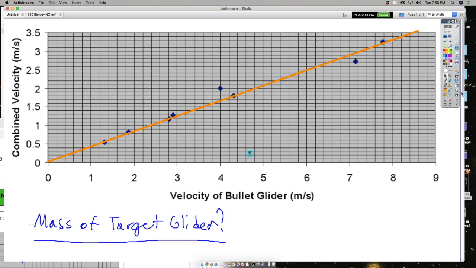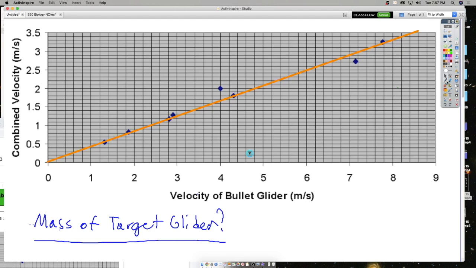It's actually a lot like your lab that you did, except instead of it being a hit and rebound collision like you guys did, this is a hit and stick collision with some gliders on an air track. Okay, so the specific question I got was about how do you find the mass of the target glider, okay? And it's going to come down to graphical analysis and your knowledge of the conservation of momentum, okay?